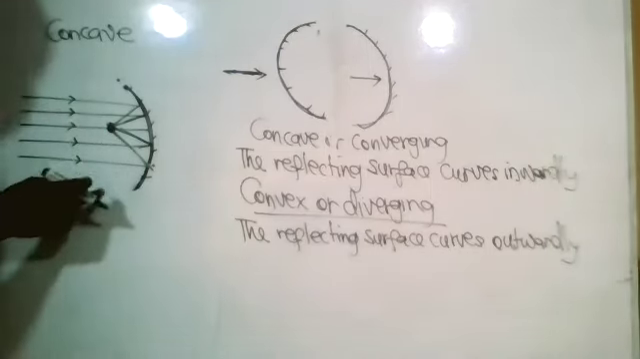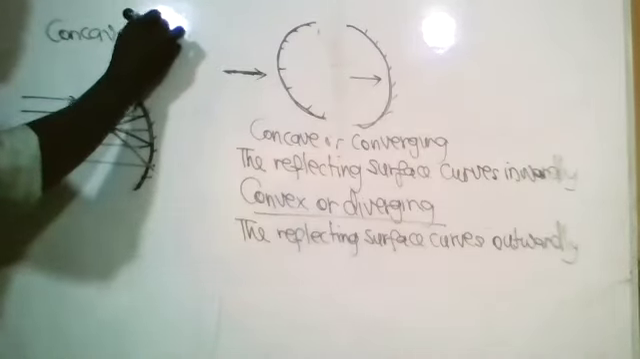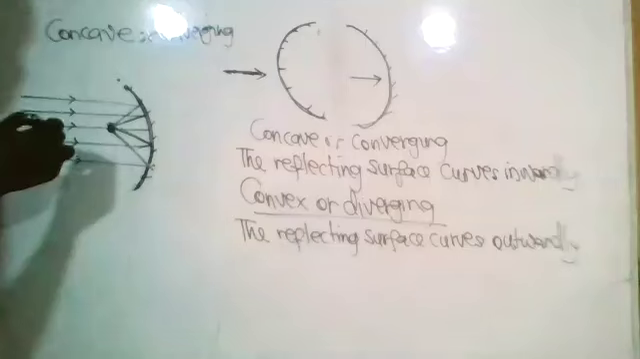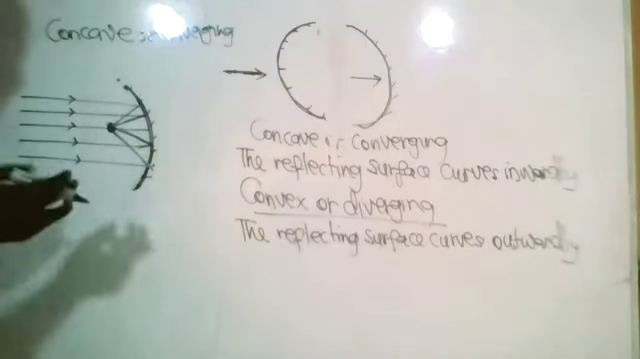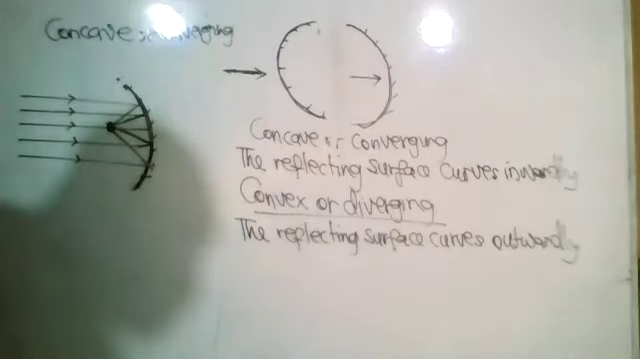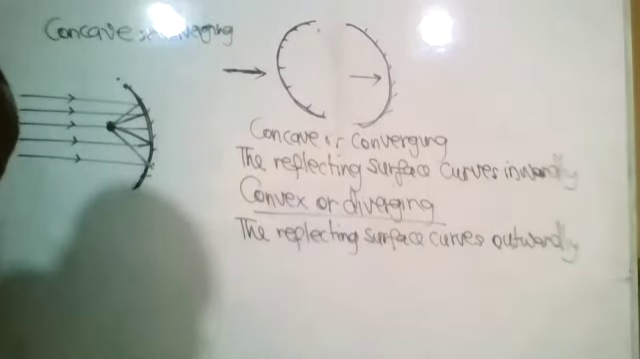The reason this is also known as a converging mirror is just because it converges a parallel beam of light. Okay, they converge a parallel beam of light. Please, is that okay?